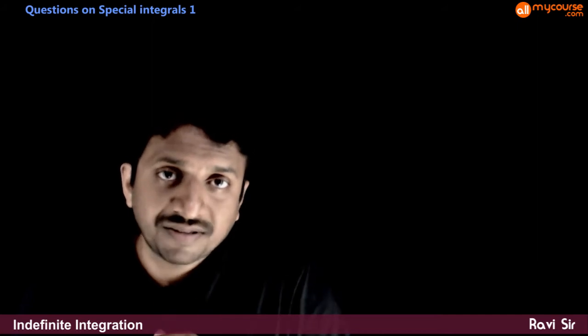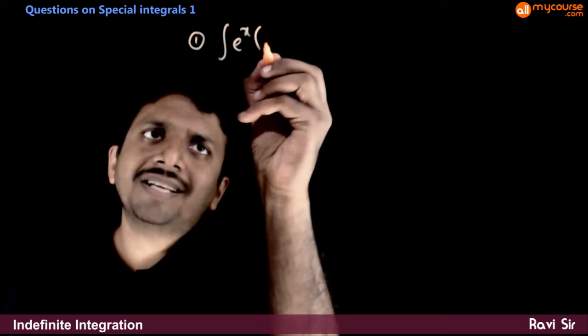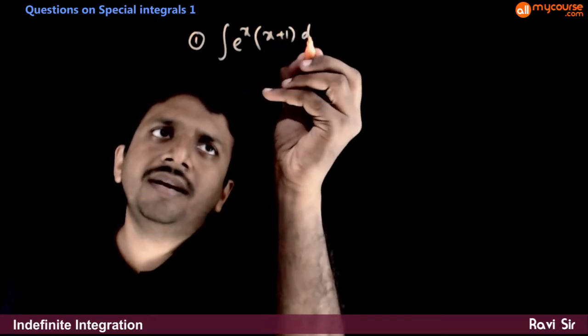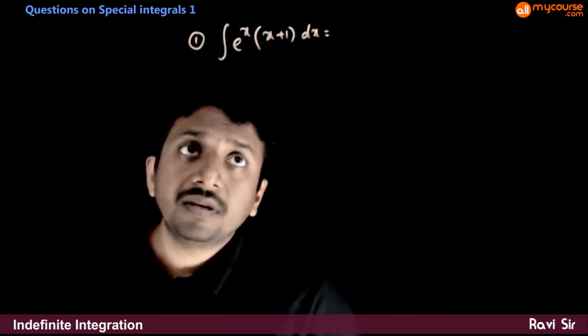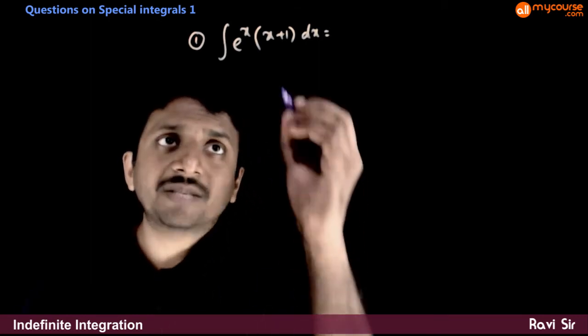So let us take some very simple examples based on the model e^x times (f(x) + f'(x)). The questions might look like this: integration of e^x times (x + 1) dx. So what is the answer to this question? e^x times (x + 1).